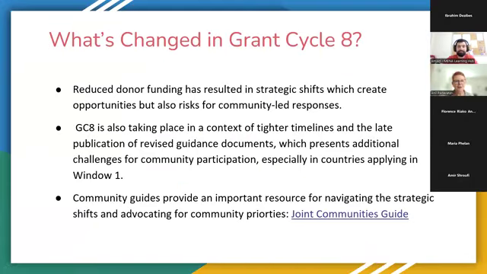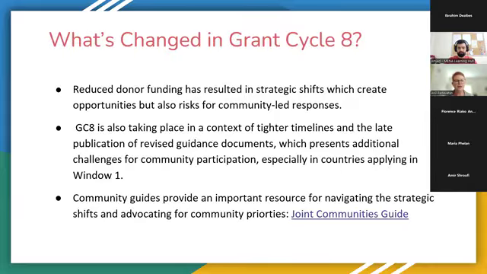So I'm going to start off with some reflections on where we're at, and first of all, what's changed in Grant Cycle 8. As we all know, the context has changed significantly. We have reduced donor funding, which has resulted in strategic shifts, which have created opportunities, but also some significant risks for community-led responses. We also have much tighter timelines for Grant Cycle 8, and the late publication of the revised guidance documents, which presents additional challenges for community participation, especially in countries applying in Window 1.